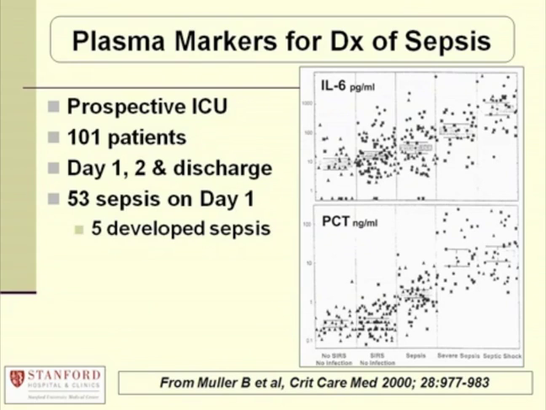They also looked at IL-6 and lactate, I believe. This was a prospective study in ICU patients. They had about 100 patients in the study, and they measured these markers on day 1, 2, and at discharge. And you can see that about half of them either had sepsis or developed sepsis during their ICU stay.